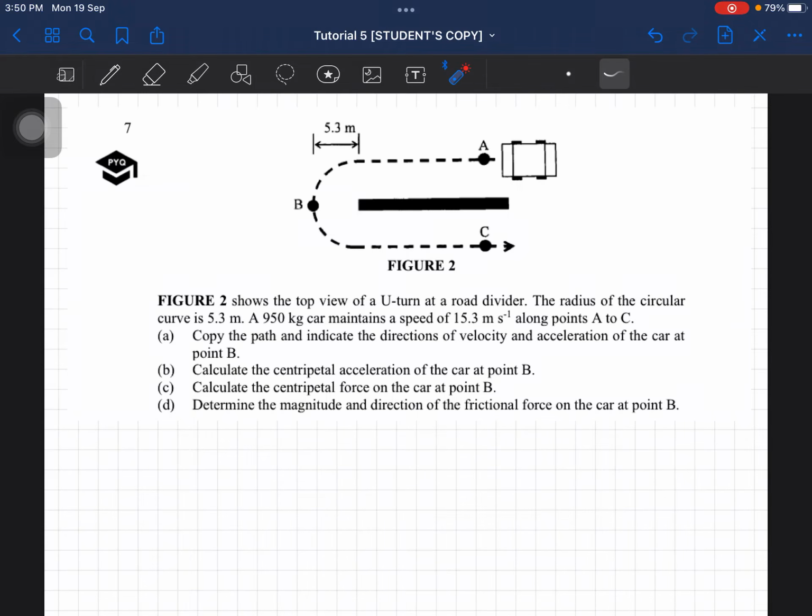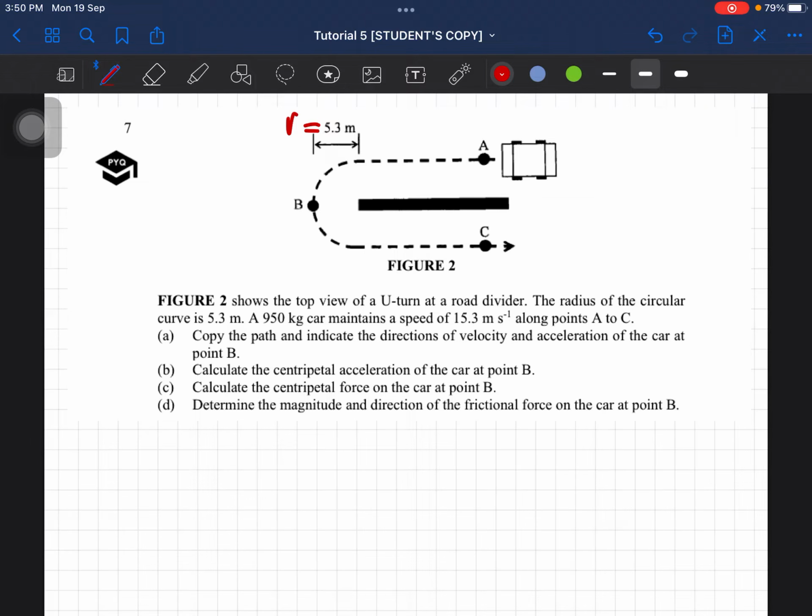Question number 7. This figure is showing the top view of a U-turn at a road divider. Now the car wants to U-turn. The radius of the circular curve is 5.3 meters. So this is the circular curve, like this is the circle. The radius is 5.3, so R is equal to 5.3.